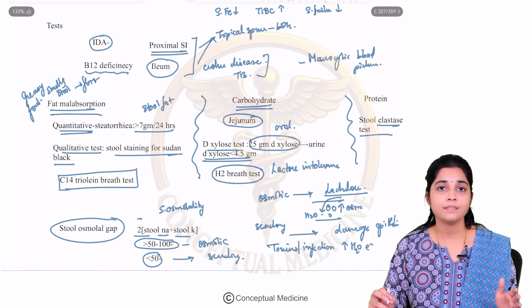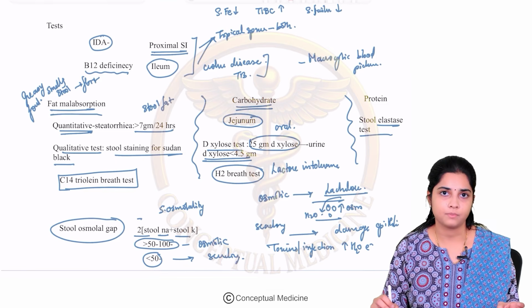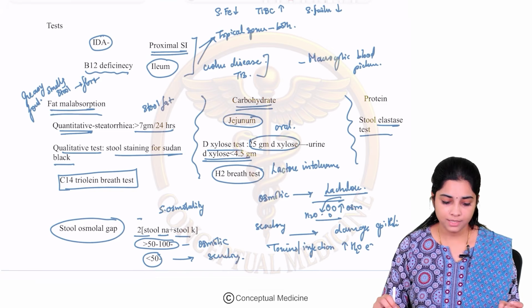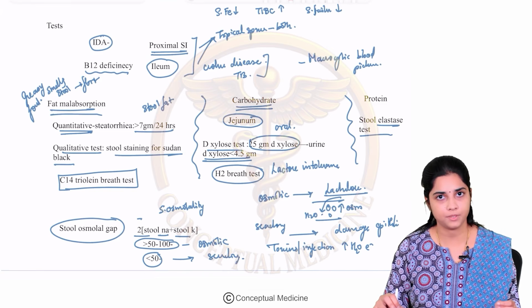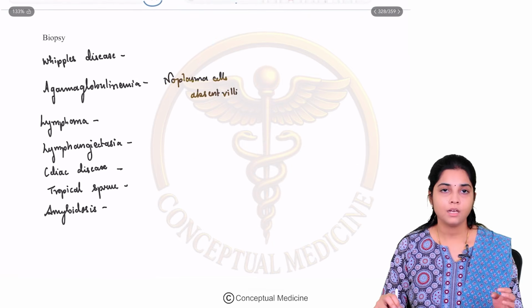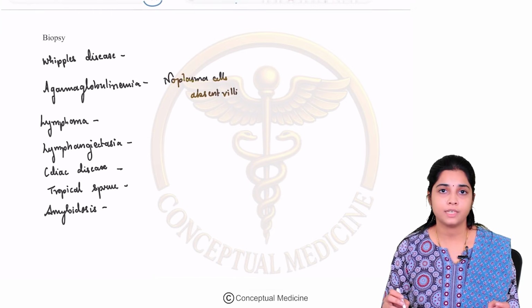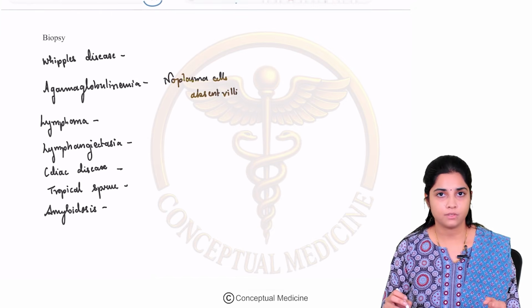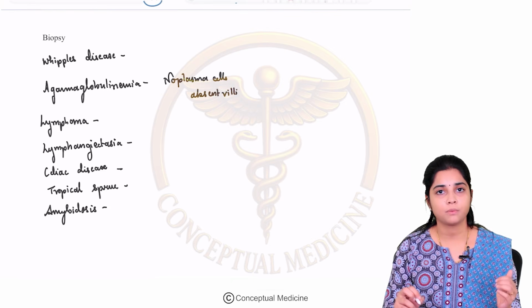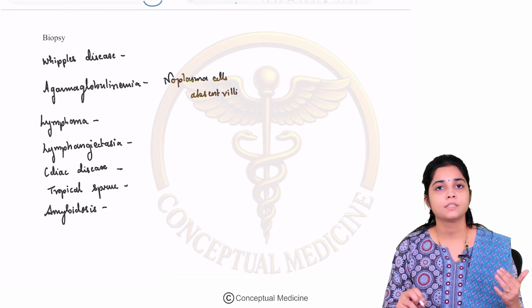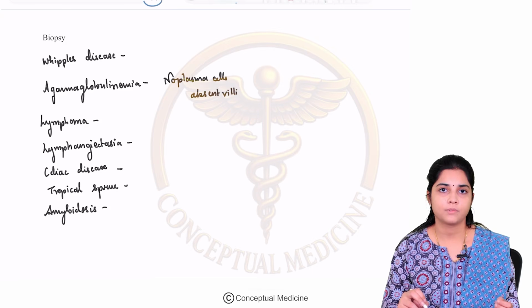Okay, so these are the various tests which are used in your diarrhea and in your malabsorptive syndromes. Fine. So we have learnt about the test for fat, carbohydrate malabsorption and protein malabsorption. Now let us understand the definitive test for the diagnosis of the cause of malabsorption. There are certain conditions in which, if you do a biopsy, the changes can be used to identify the cause of your malabsorption.